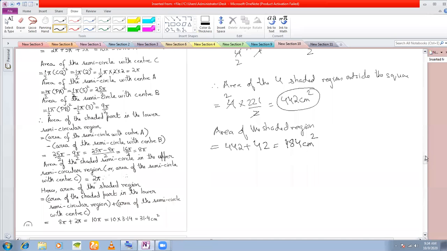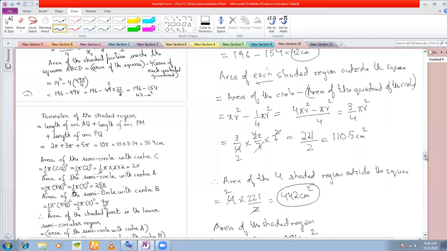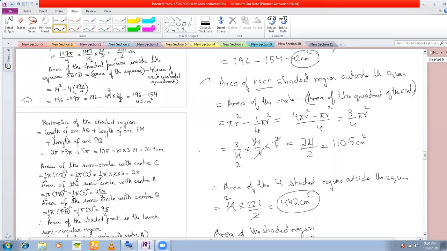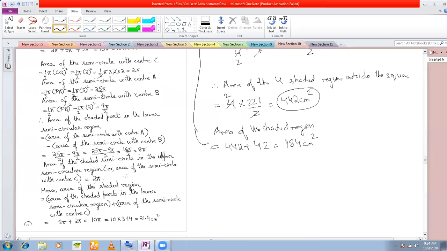Okay, so this part you just need to copy from here, from here till the end, because I have forgotten to attach the sheet. So I stop here for today.